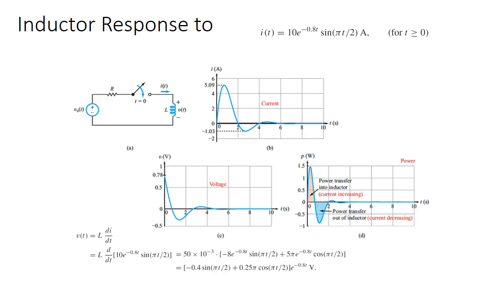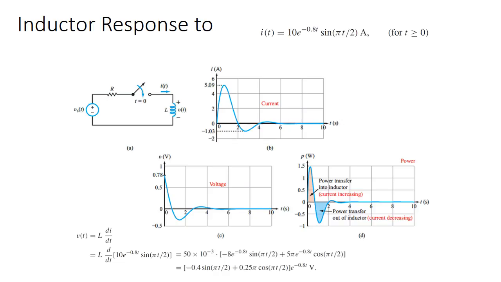If we look down, we're going to see our output for the voltage. The output of the voltage, again, we can calculate because v(t) = L di/dt. So what is that? It's the derivative. And we can solve the derivative just with normal calculus that we've done before. That's going to give us (-0.4 sin(πt/2) + 0.25π cos(πt/2)) e^(-0.8t). And that voltage is what we're going to plot in C. So you can see the derivative in action there directly.